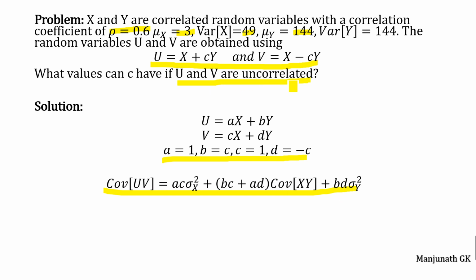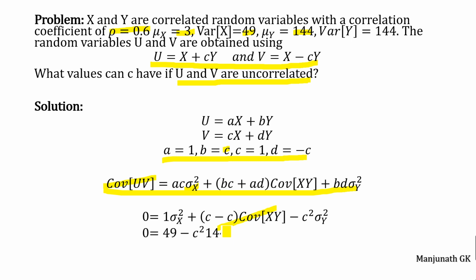They have mentioned u and v are uncorrelated, so the LHS should be equal to 0. Covariance of u and v is 0 if u and v are uncorrelated. Substitute the values: a is 1, c is 1, and the variance of x is given, so substitute that. b into c: b is c and the value of c is 1. Okay, it is c. a into d: a is 1, d is minus c, covariance of x and y, minus b into d: b is c, d is minus c, it is minus c square into variance of y. So this term becomes 0, c into c is 0, so all this term becomes 0.